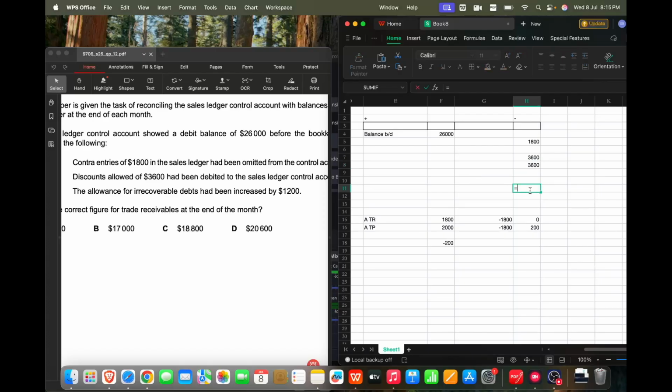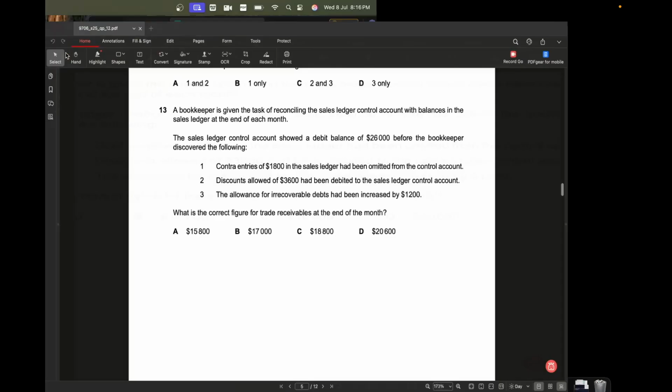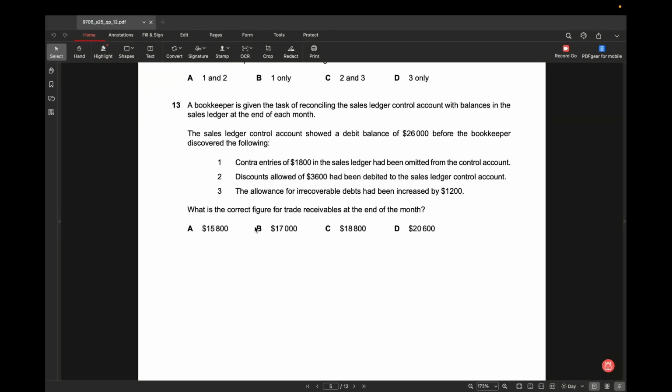Okay, so let's calculate the total on the credit side here. Credit side is 9,000 and the debit side is still 26,000. So the difference out here is the balance, or the correct balance we should have in the control account. And 26,000 minus 9,000 will give you 17,000. Okay. And this is our correct answer. For question number 13, 17,000, B.